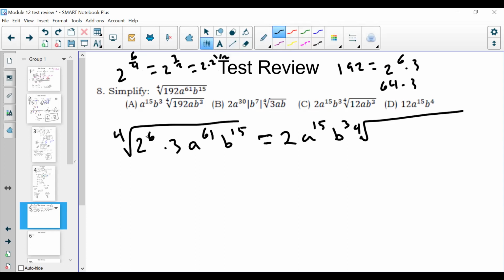The way I think about it is I have 6 2's inside the root, right? The root is telling you how many groups of that you can make that you can pull out. Out of 6 2's, I can make one group of 4, and I can pull out that group of 4. So that's why I have 2 to the 1. Out of 6 different A's, I can make 15 groups of A's, so I can pull out 15, and then I have 1 A left over.